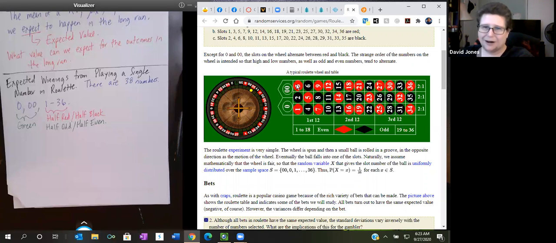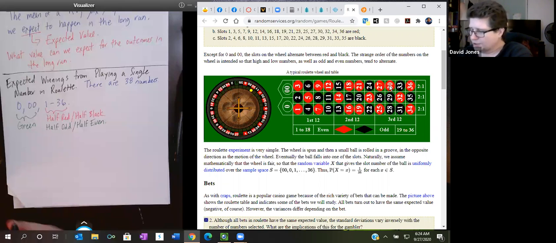If you bet on multiples of 3, 3, 6, 9, 12, 15, 30 is a multiple of 3, you win. If you bet on red, 30 is red, you win. If you bet on even, 30 is even, you win. You can also bet on exact numbers. There's 38 outcomes, and the odds of it landing in any specific outcome are 1 out of 38.